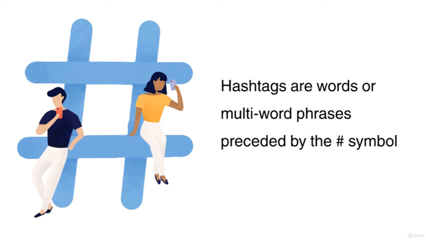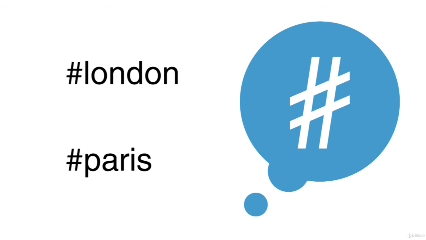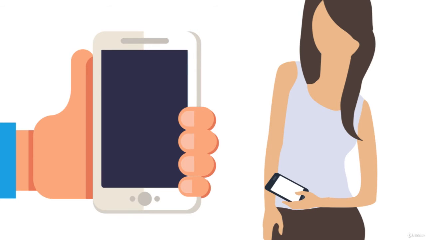Hashtags are words or multi-word phrases preceded by the hash symbol, such as London or Paris. People can search for posts with a certain hashtag, so they are used to categorize content and track topics on Twitter and other social media platforms like Facebook, Instagram, and Pinterest.